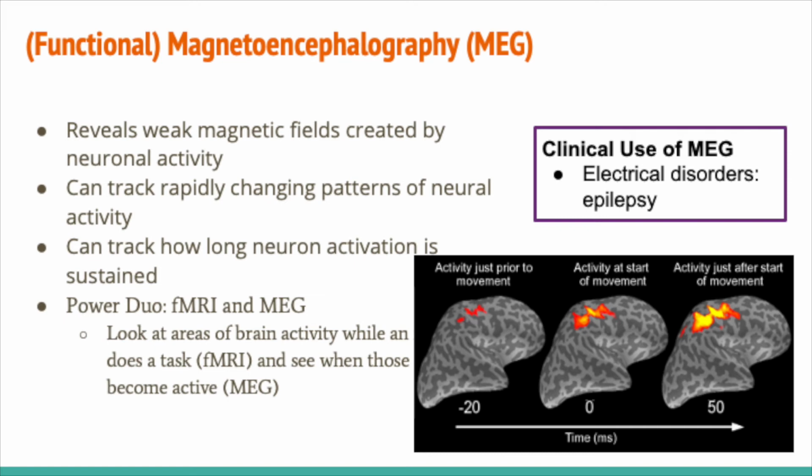If you look at the bottom right-hand of the slide, you can see how MEG works. On the left, it's graphed over time, and if you look at the leftmost one, you can see the neuronal activity just prior to doing something, and as you start doing it, you can see that area start to light up, meaning that the neurons in that area of the brain are being activated during a certain activity.